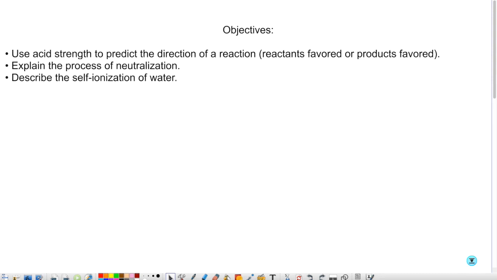Today we're going to be using acid strength to predict the direction of a reaction. So if you're having trouble writing the proton transfer reactions, you might want to go back and look at day one. Okay. We're also going to explain the process of neutralization and describe it chemically. And then we're also going to describe self-ionization of water.